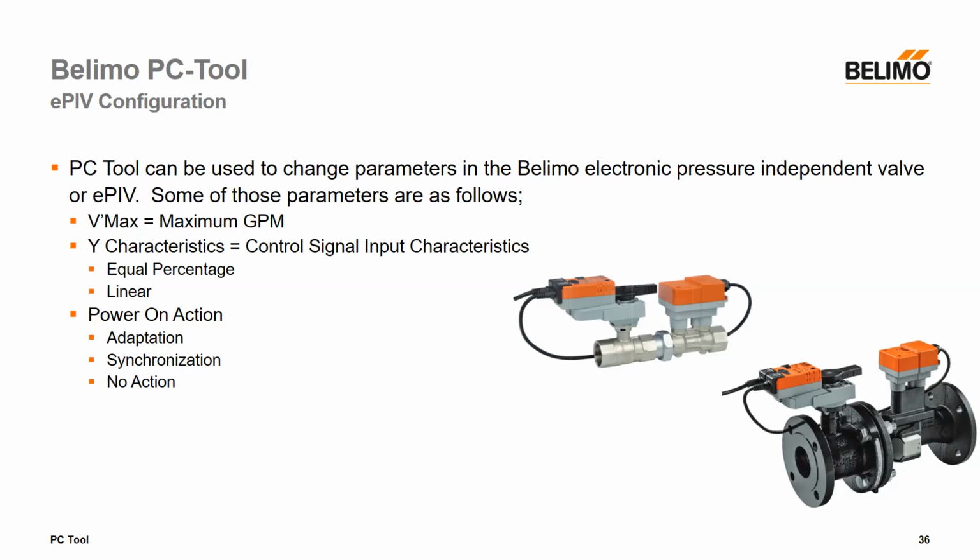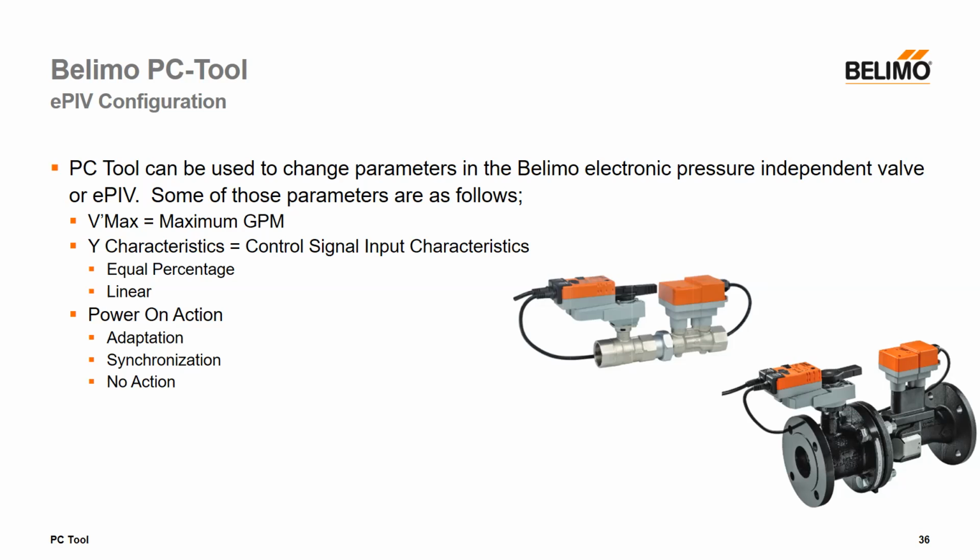So in most cases and in default, the input signal characteristics are going to be equal percentage. That's because the majority of the time, electronic pressure independent valves, which are basically control valves with balancing capability or dynamic balancing capabilities, go on some form of heat transfer device. They go on a coil, maybe on an air handler or on a larger fan coil unit. And you want those equal percentage flow characteristics to mirror the power of the BTU output characteristics of a coil. So again, in default mode out of the factory, the Y or input signal characteristic is in fact going to be equal percentage.